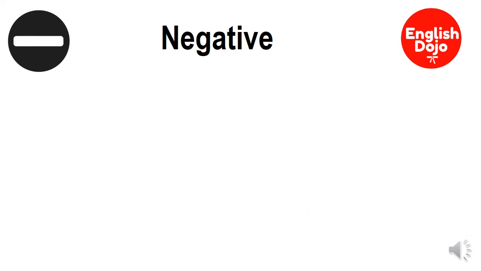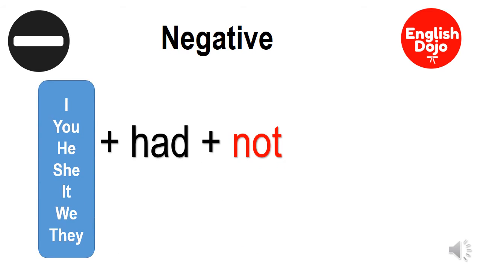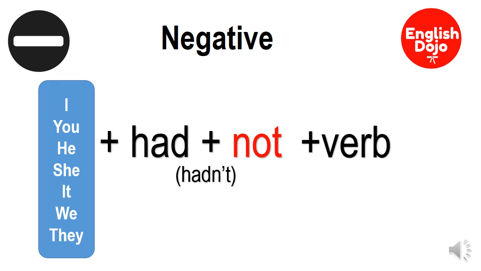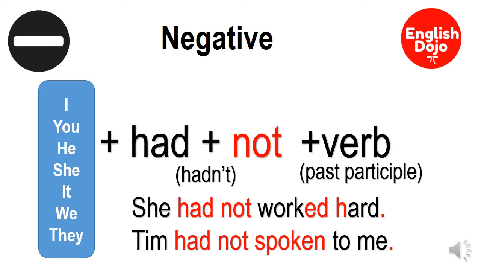In the negative form it's quite simple. The only thing you need to do is add not, which is the negative word. So it's the same thing. You have the pronoun, then the auxiliary had, and then you just add not. There's a short form as well, which is hadn't. And again, the verb must always go in the past participle form. Using the same examples, we have she had not worked hard, and Tim had not spoken to me.